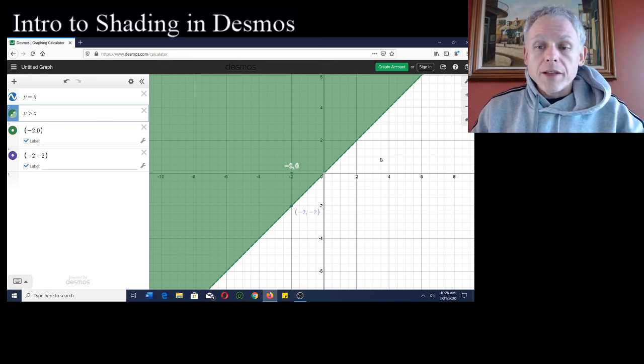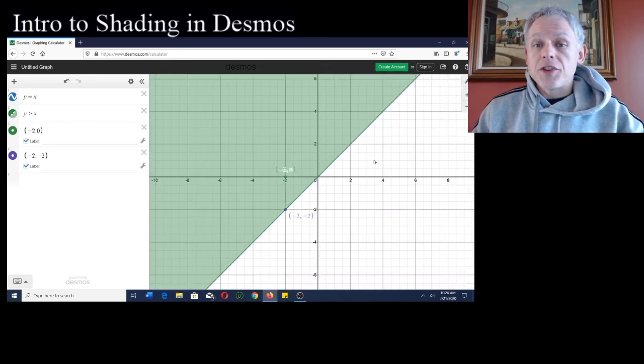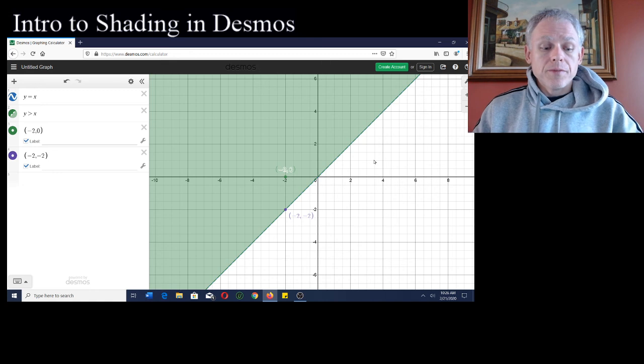So we can start to shade more complicated regions by using inequalities in two variables. This was just a simple example. We'll see another example in another video.